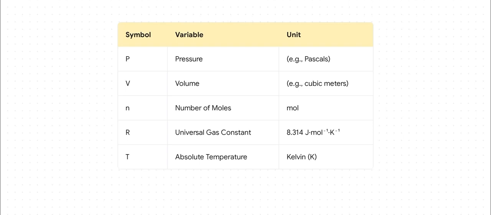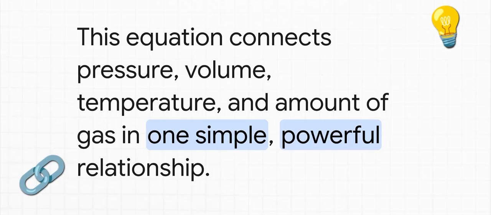P's for pressure, V's for volume, little n is the number of moles, how much gas we have, T is the temperature, and you gotta make sure it's in Kelvin for the math to work, and R is that magic constant that holds it all together. The coolest part is, as long as you know any three of these, you can always solve for the fourth. It's incredible. And that's really the magic of what we just built.